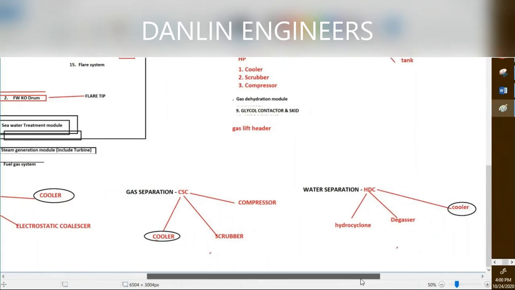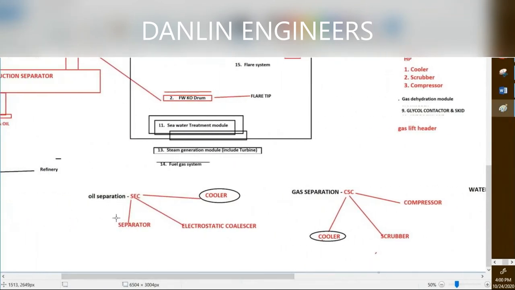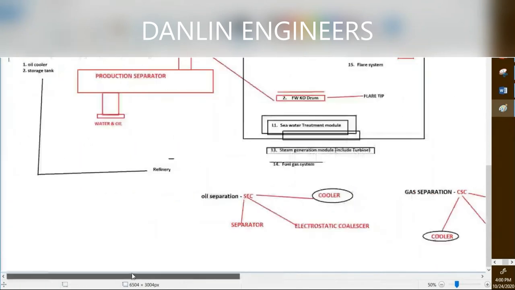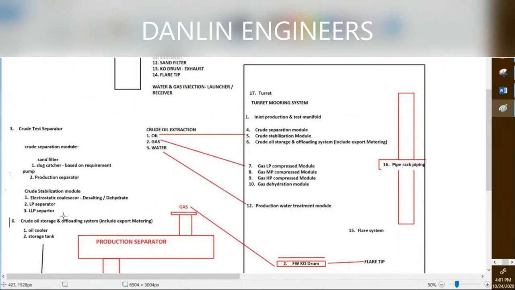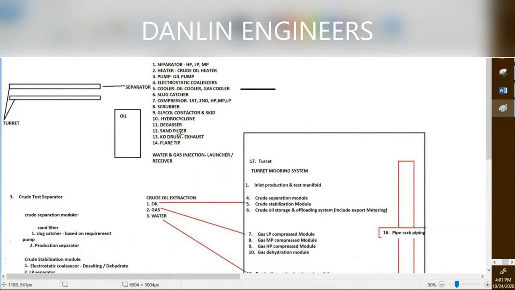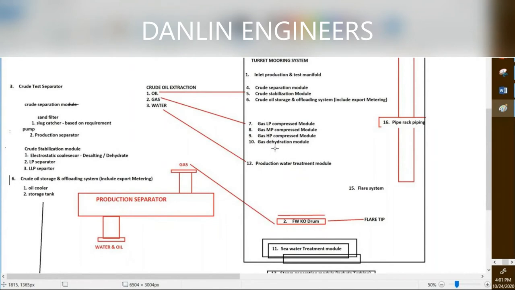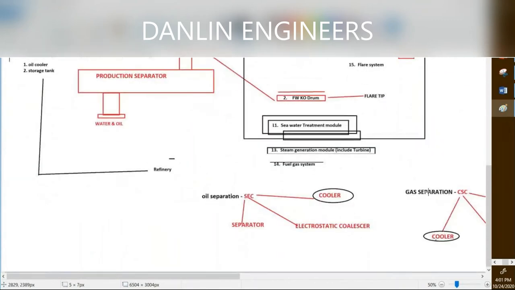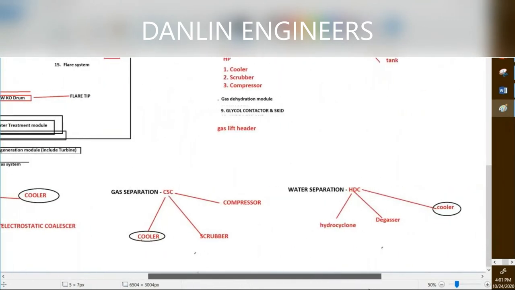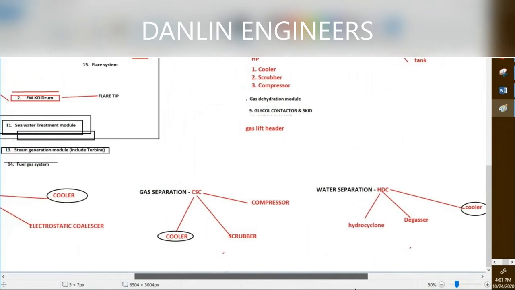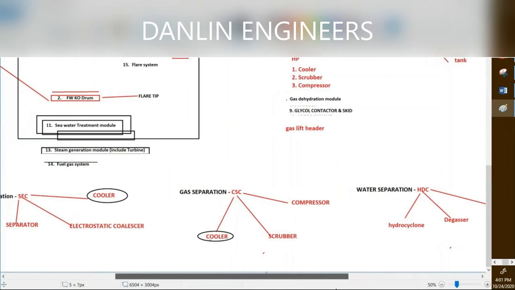So now we understand these are the main equipments involved in the separation process: the crude stabilization, separation, and then the oil storage, and the gas first stage, second stage, and third stage, which is called LP, MP, and HP, and the dehydration modules. And what is the produced water treatment module? So all these modules and equipments, the names, we understand now. In that, which are the critical ones that are going to come in for the stress analysis? That is the next thing, right?